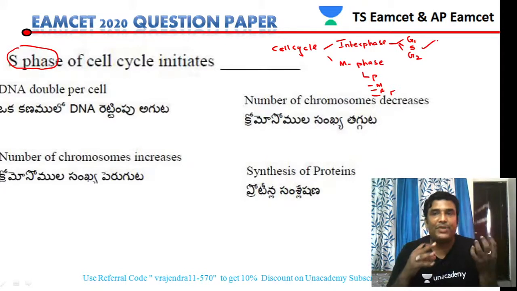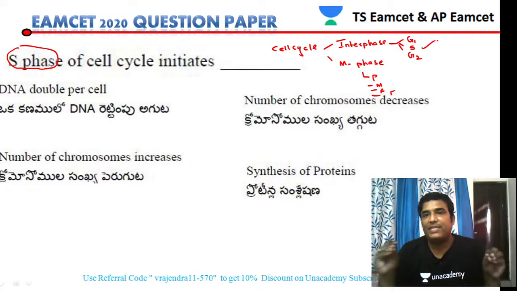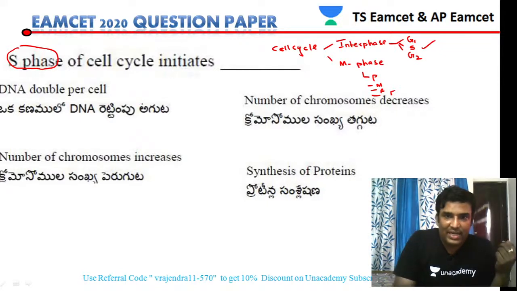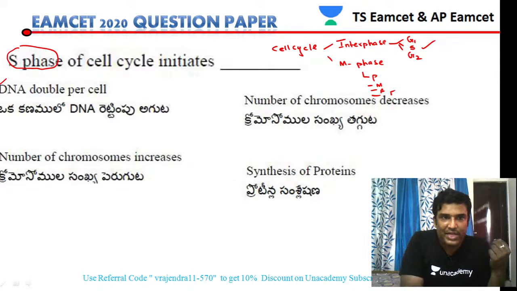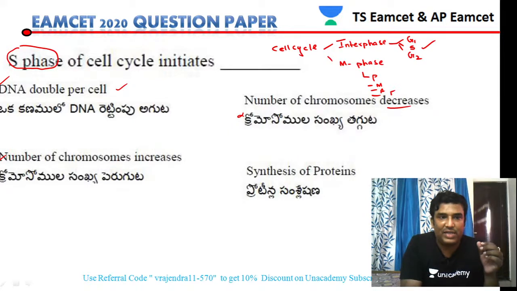What is the main role of the S phase? In S phase, DNA replication takes place. Based on that, let us see the options. First option: DNA doubles per cell. No doubt about it, DNA is doubling. The number of chromosomes will not decrease, and the number of chromosomes does not increase either; the number of chromosomes remains the same.